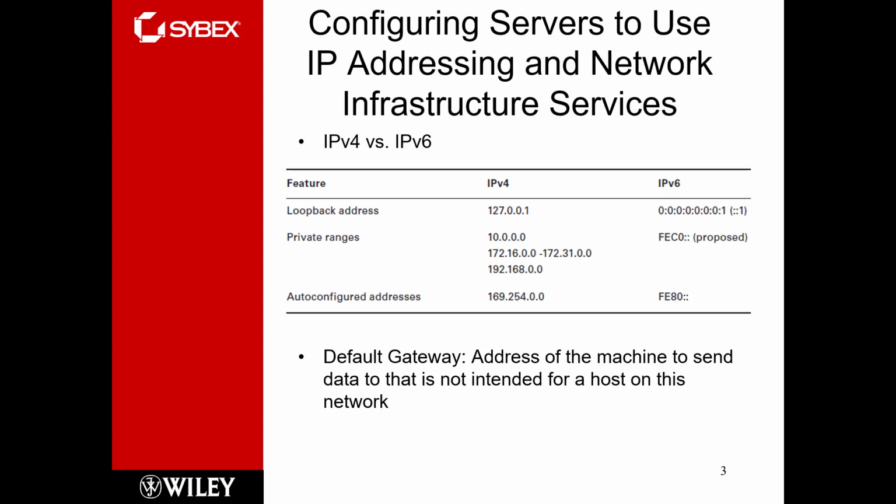We also have a loopback address, and again, that loopback address is really just a clever way to say look back at yourself. For IPv6, that's going to be ::1. For IPv4, that's 127.0.0.1. And again, that's just a clever way of saying look back at yourself.